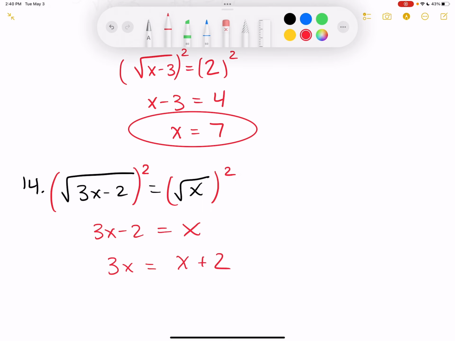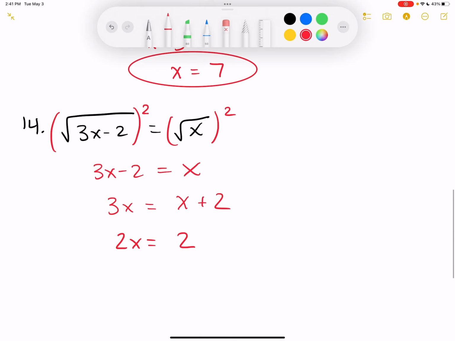Move all your x's to one side and the numbers to the other. I want the x's on one side and the numbers on the other. Subtract the x. So I'm going to subtract the x, so that's going to be 2x is equal to 2.